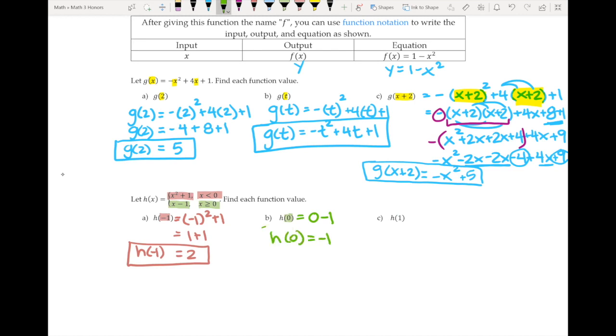h of 0 is negative 1. And last one here, you've got h of positive 1, which is greater than or equal to 0, so it'll be that x minus 1 function again. And your x value is now 1, so 1 minus 1. So your h of 1 is 0. Okay, so we even did a piecewise function.